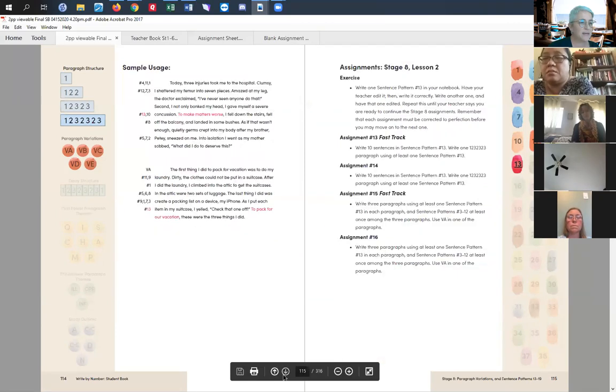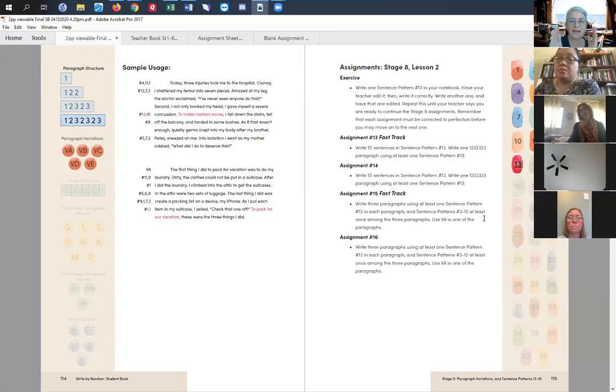So this assignment, notice they have to write 3 paragraphs using at least 1 sentence pattern, 13 in each paragraph, and sentence patterns 3 through 12 at least once among the 3 paragraphs. Use variation A in one of the paragraphs. So we're combining the two skills together.